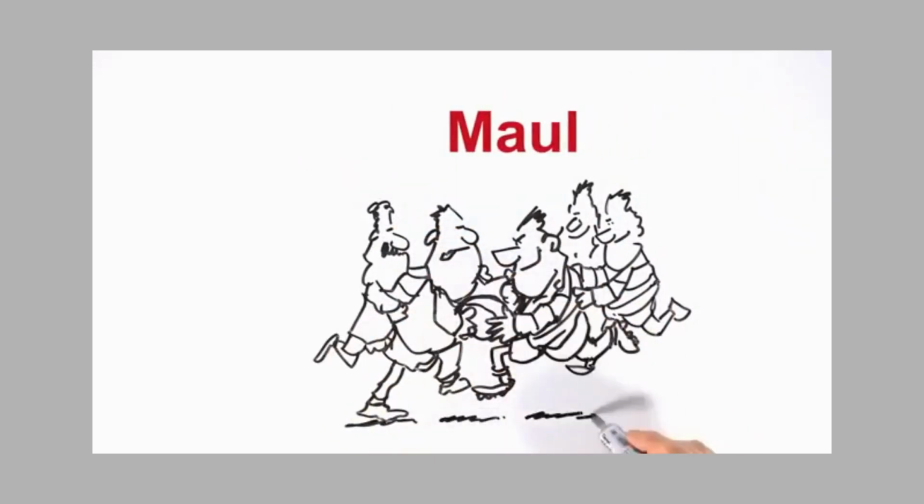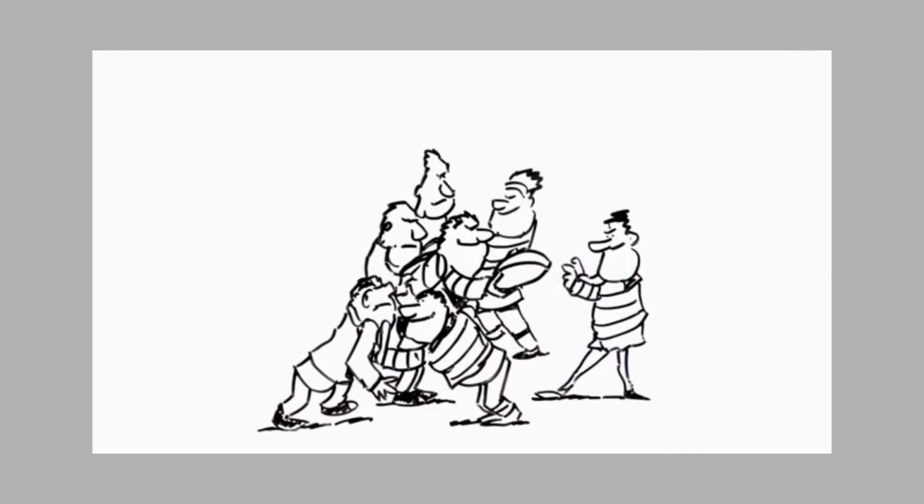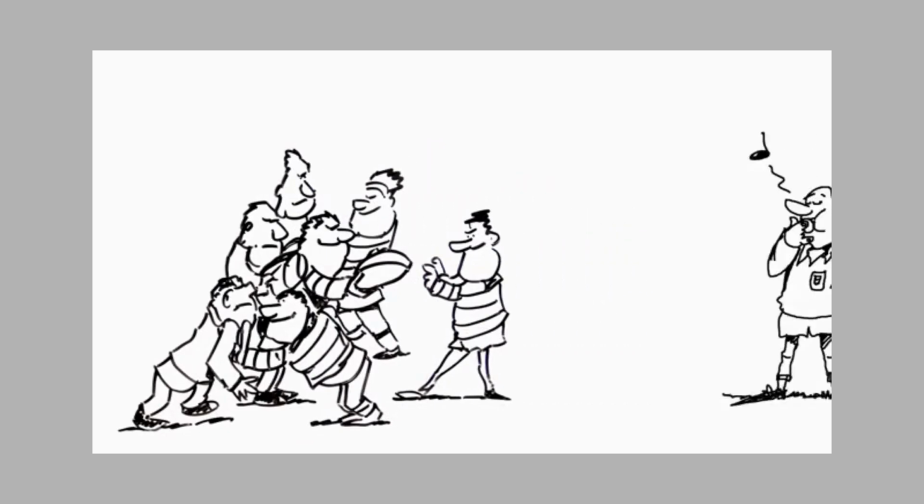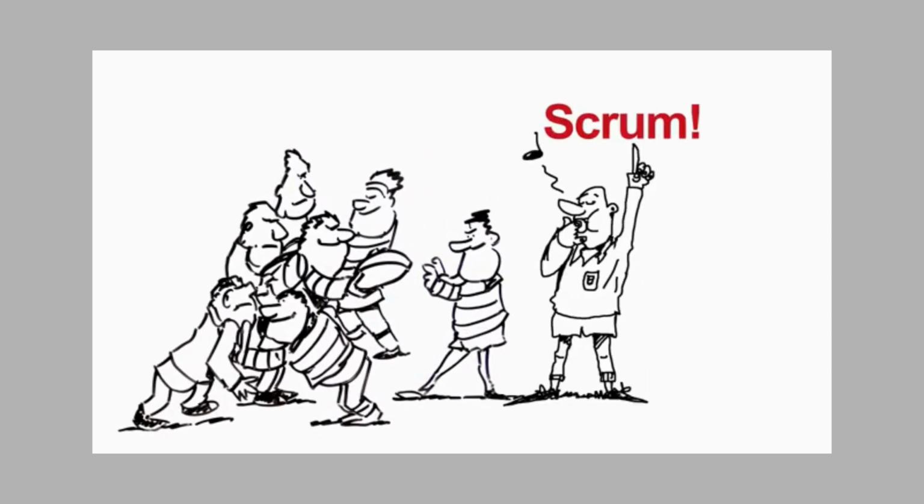The man with the ball will try to turn his back to his opponents and make the ball available for his teammates. If a maul takes too long, the referee will award a scrum in favour of the team moving forward.